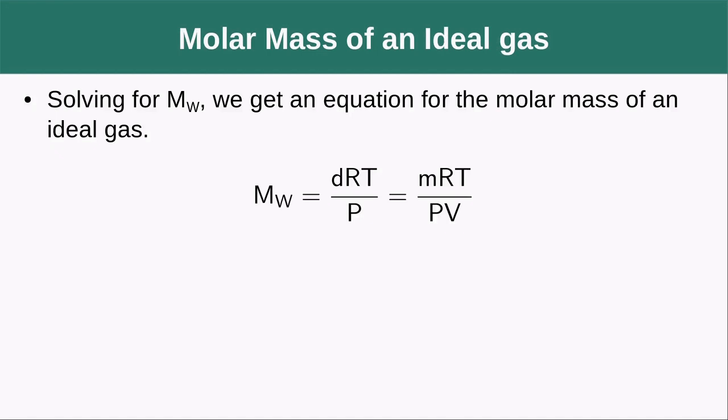We can also solve that equation for the molecular weight, and we can see that the molecular weight is equal to the density times the ideal gas constant times the temperature divided by pressure. Or we can substitute in our value for density here. If we have the mass and volume, we can see that that is MRT divided by PV.